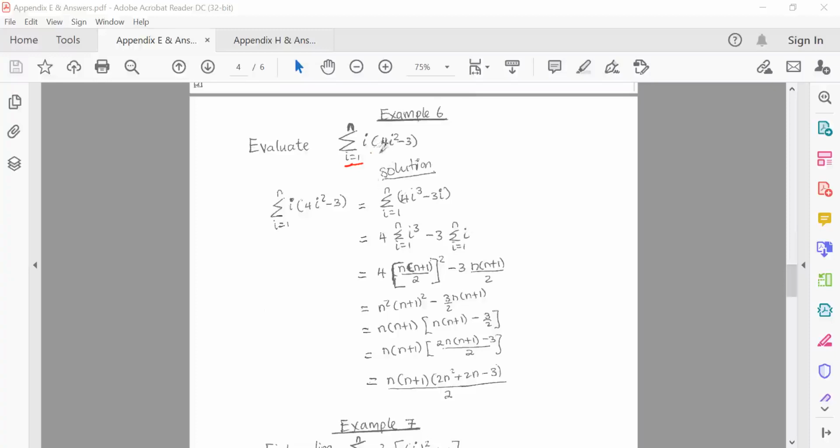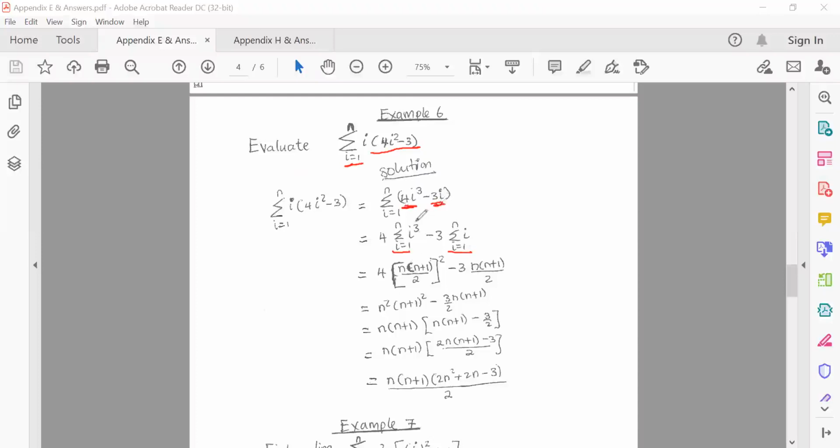So to solve this, the first step is I can take the i in, so I multiply all through by i. You see they have 4i cubed minus 3i. The distribution rule says I'm allowed to split this into 2 different sums. So I have 4 times the sum of i cubed minus 3 times the sum of i.